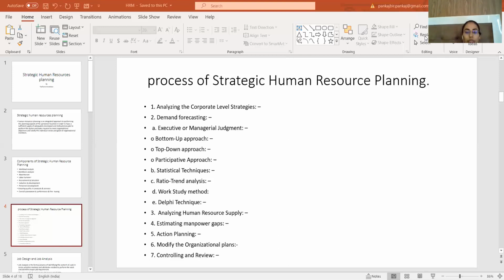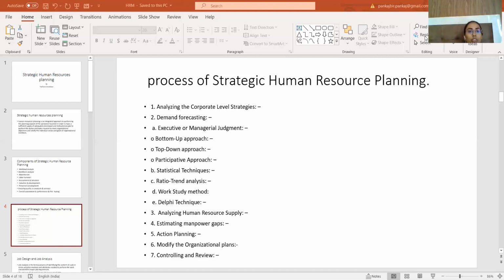The first method for demand forecasting is executive or managerial judgment. On the basis of the judgment of the executive or the manager, the number of employees for further requirement can be known. The executives or managers basically adopt 3 approaches for such prediction. First is the bottom up approach. So what is the bottom up approach? Here the concerned supervisors send their proposal to the top official, who compares these with the organizational plan, makes necessary adjustments to it, and finalizes them.